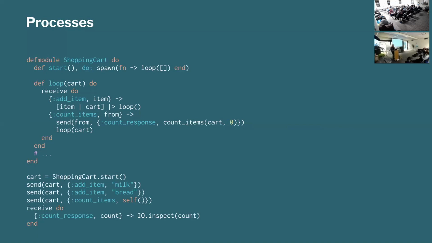So if we run that, we start a shopping cart, we send the cart a message for add item, send another message for add item for bread. Then we want to send it a message to say, give me a count of items, return the message back to self, which is me, and then we receive the message coming back. So it's messy, but that works.